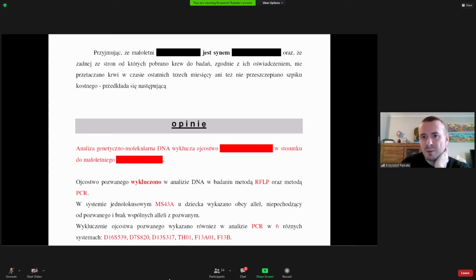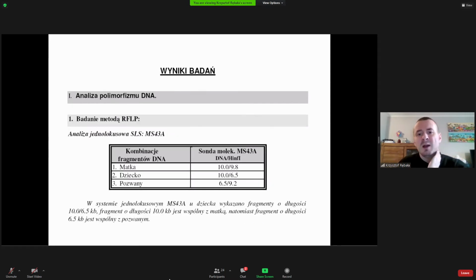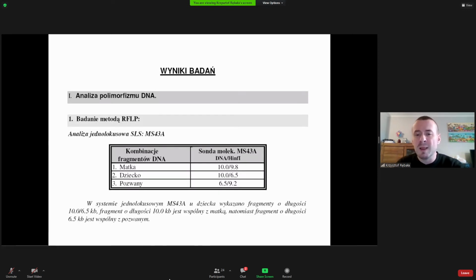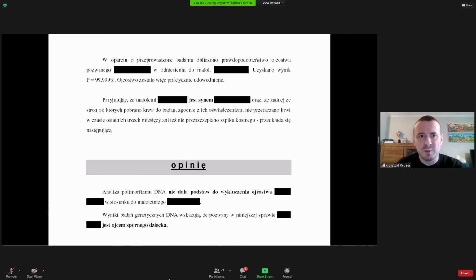Many markers support this. Everything matches. Another case. Everything matches. We computed the probability of paternity. This is the value. In the past, we needed only 5 nines. Right now, it is recommended to obtain at least 6 nines. And actually, we have proved that this man was the father of the child.